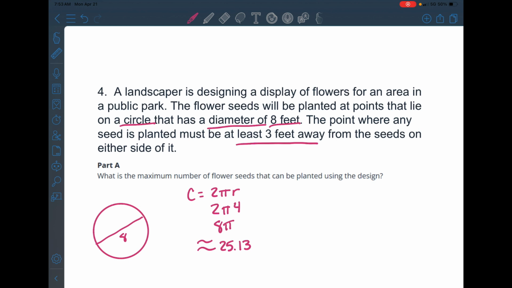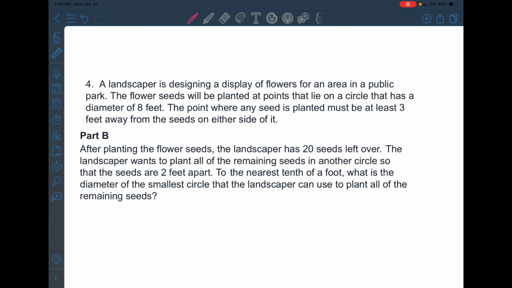25.13. Now, how many feet away does it have to be from each other? 3 feet away here. So what we're going to do is take 25.13 and divide it by 3. And you get about 8 point something. We can't have half of a seed, so we can only have 8 plots around here. So like 1, 2, 3. So eight around that.